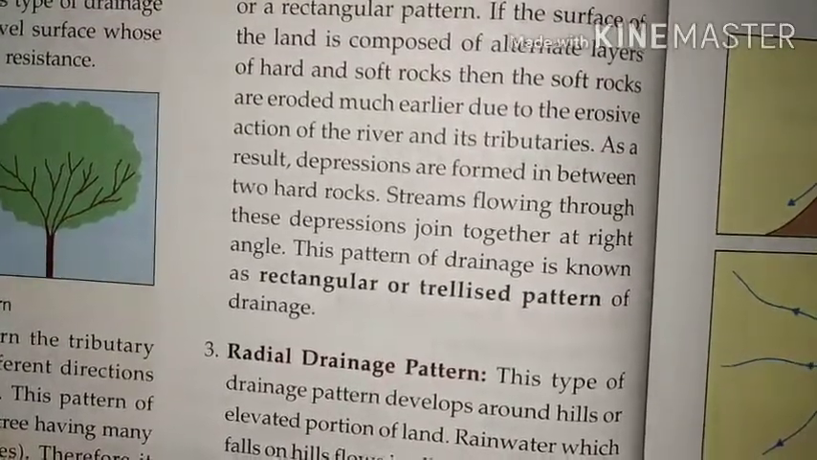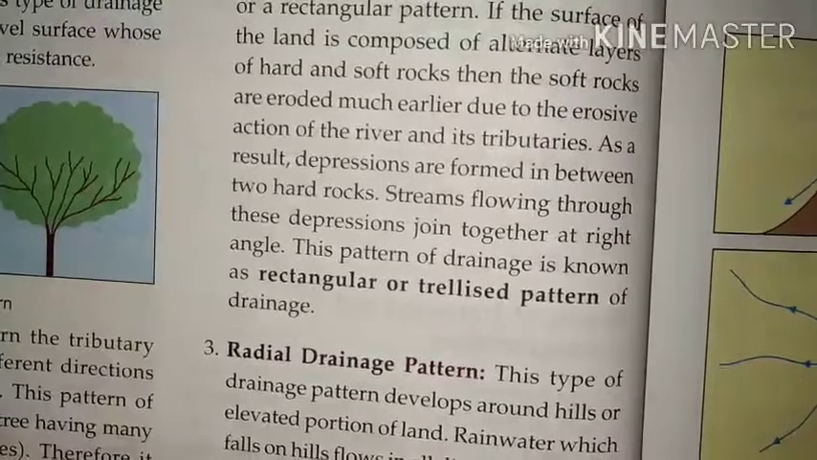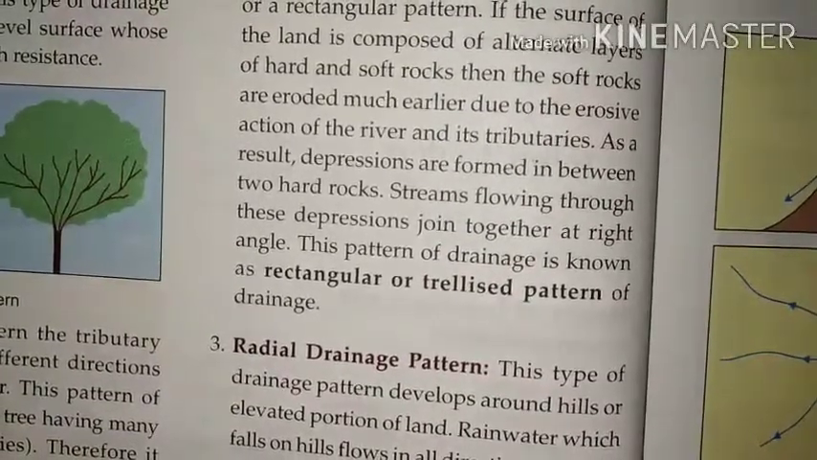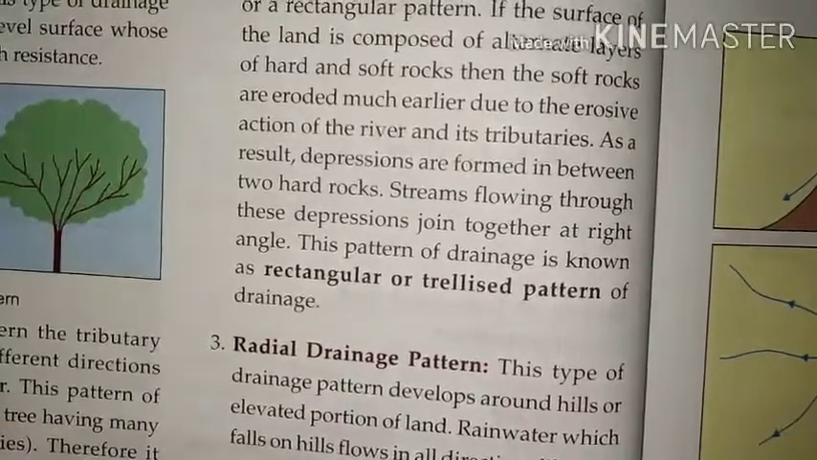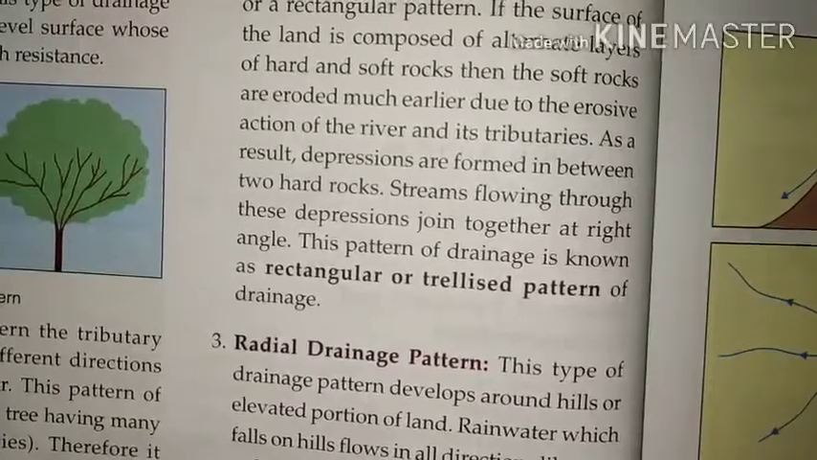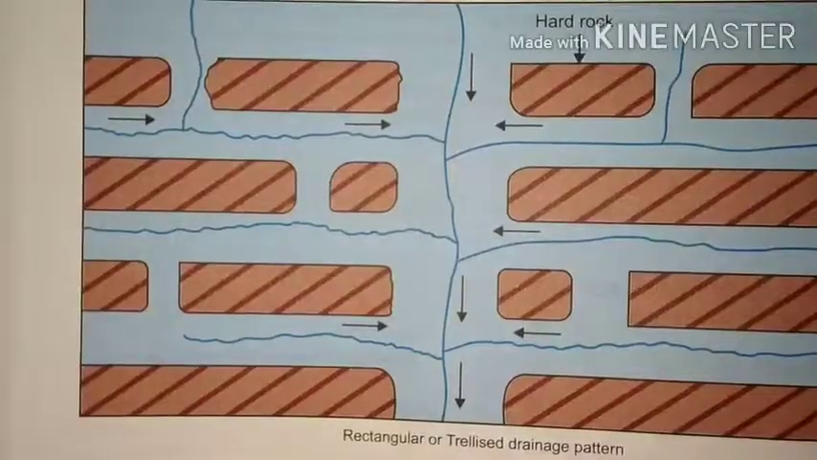As a result, depressions are formed in between two hard rocks. Streams flowing through these depressions join together at right angle. This pattern of drainage is known as rectangular or trellised pattern of drainage.